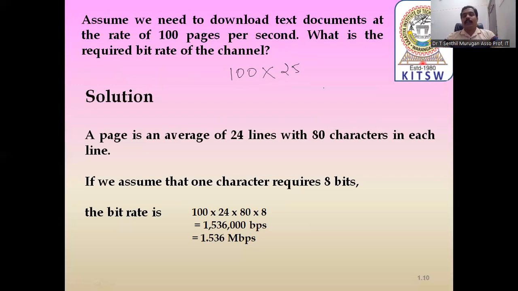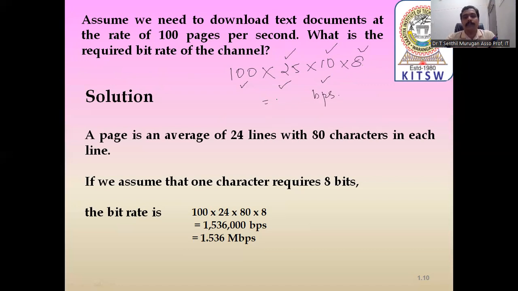Then each line, how many characters are there? If I consider only 10 characters, for example. So how many pages, how many lines, in each line how many characters, and for each character, how many bits will it take? Normally one character will take 8 bits. We are assuming 25 lines, each line 10 characters, and each character takes 8 bits. So multiply this entire value, and that is the final result in bits per second.